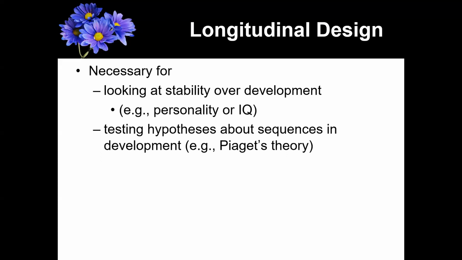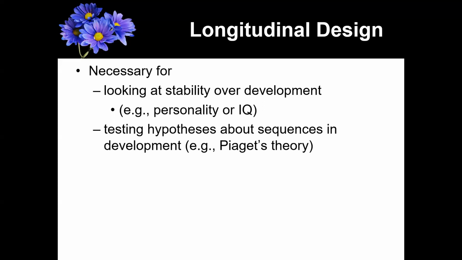Okay. Now, a longitudinal design is necessary when you're looking at stability over development. So if I wanted to know how people's personalities change with time, are you going to have, say, the same level of extroversion or introversion when you're 4 compared to when you're 10, compared to when you're 20 or 30 or 40? Well, in that situation, I need to use a longitudinal design, right?